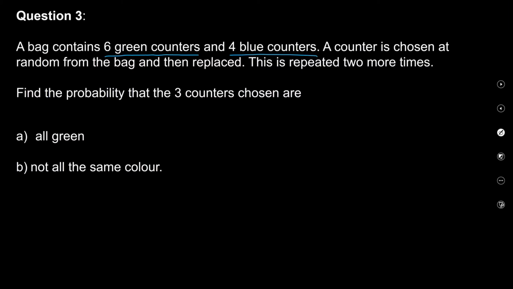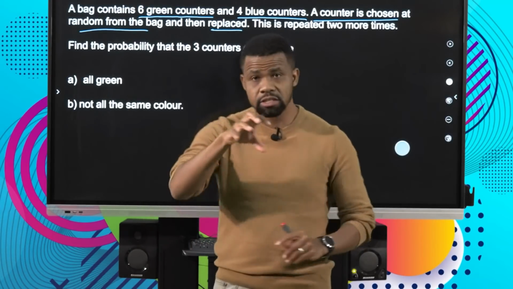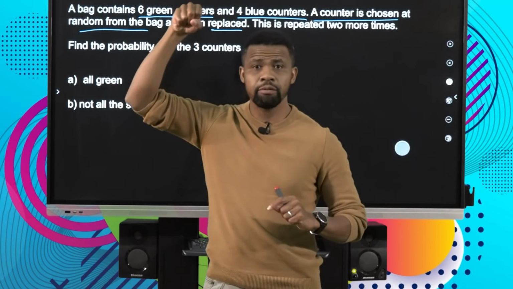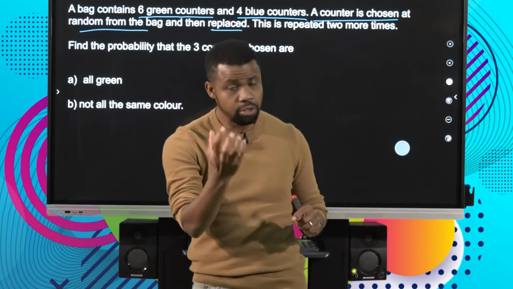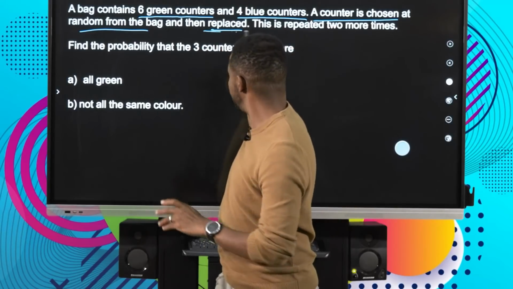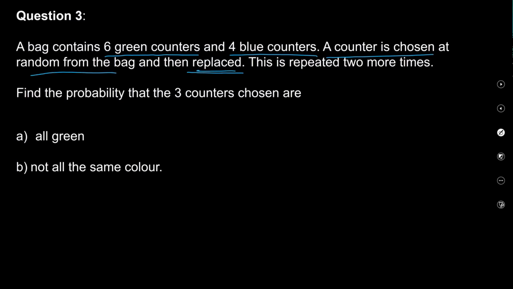So what are we going to do? A counter is chosen at random from the bag, then replaced. Very important. So you have a bag with 10 objects inside, 6 are green and 4 are blue. You select one at random, you look at it and say, oh, green or blue, then you return it back. That is what is happening, because you replace it. Are we together? This is repeated more than 2 times. Are we together?